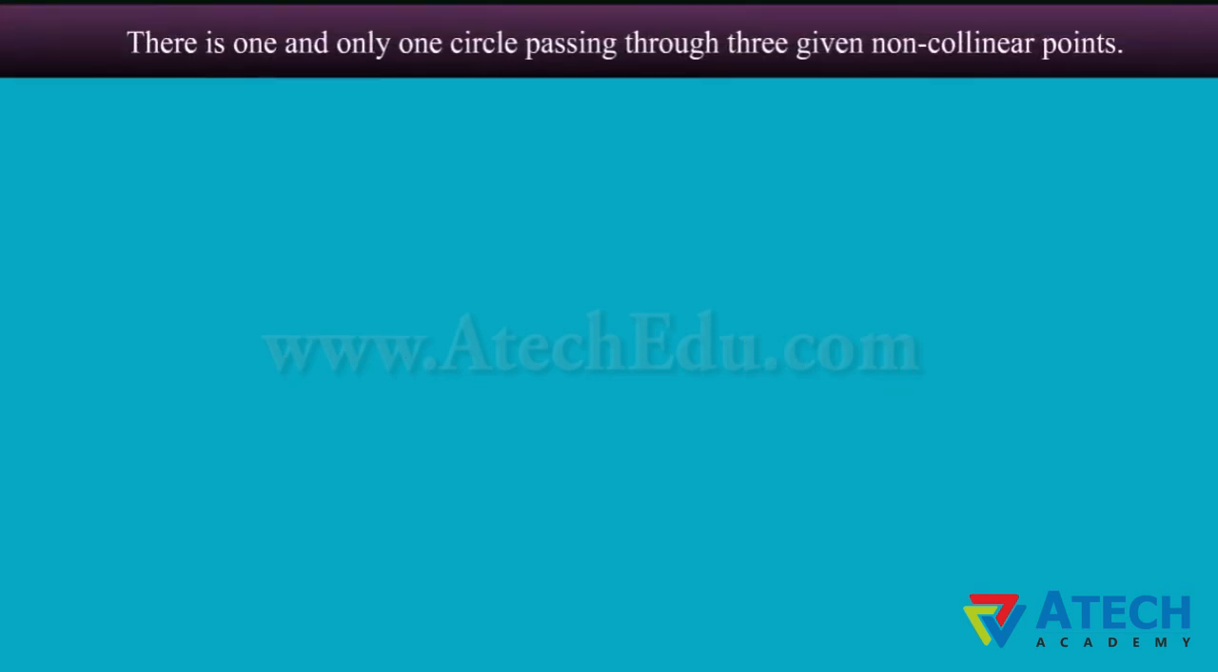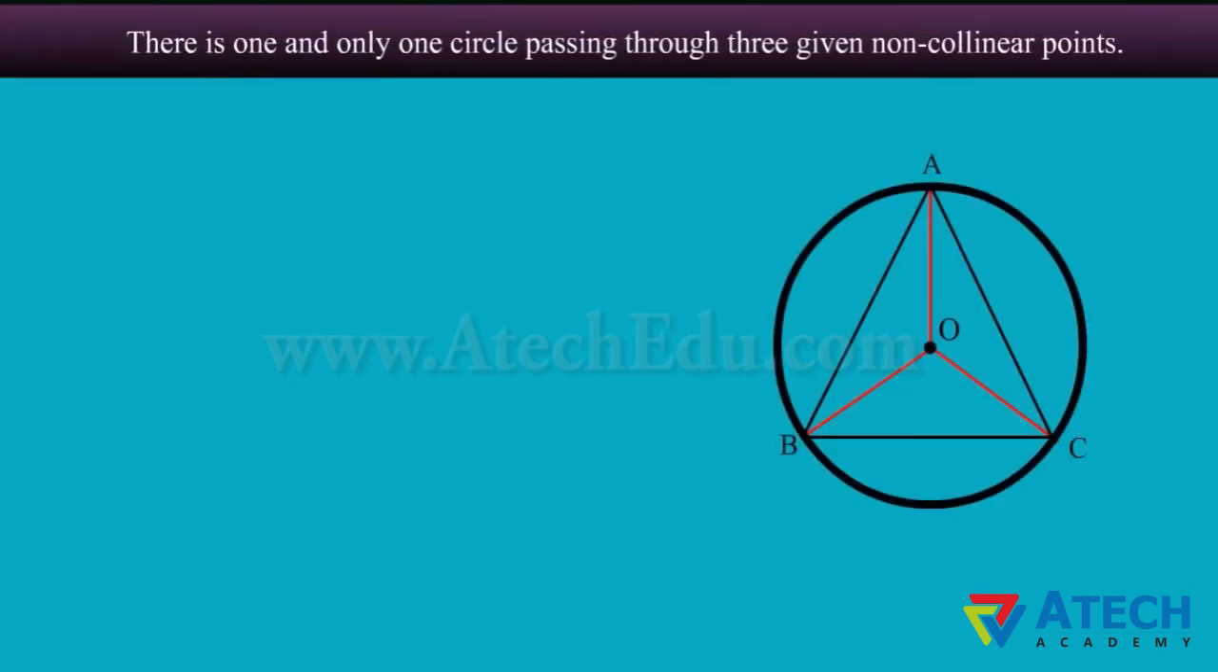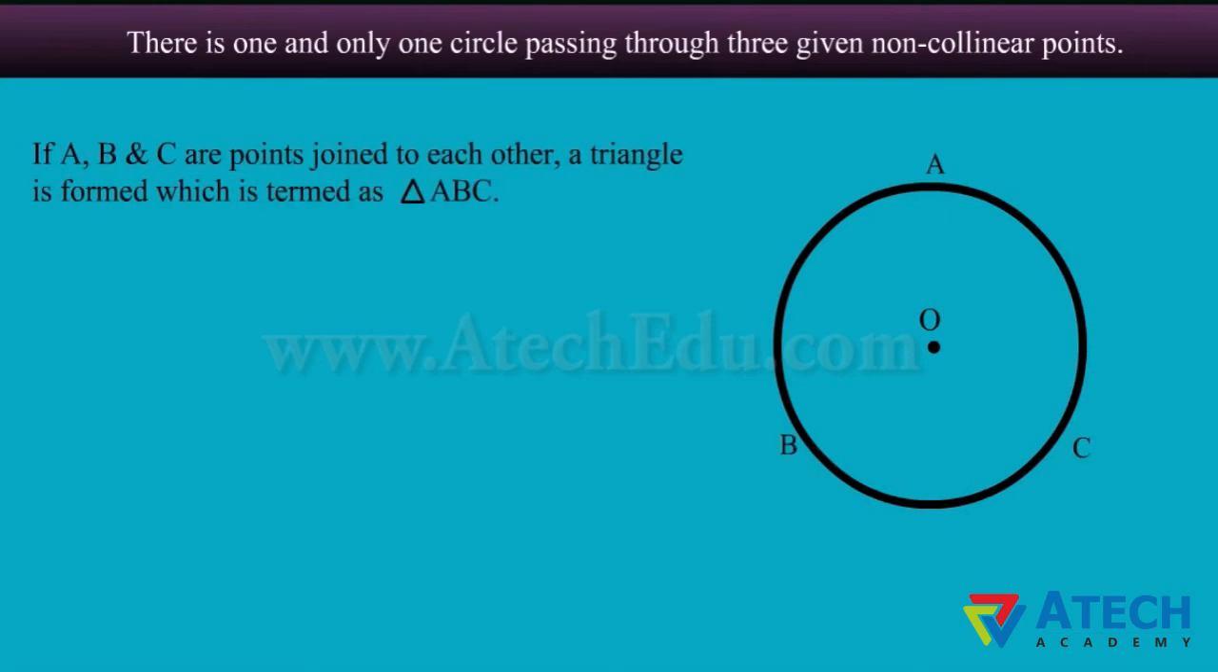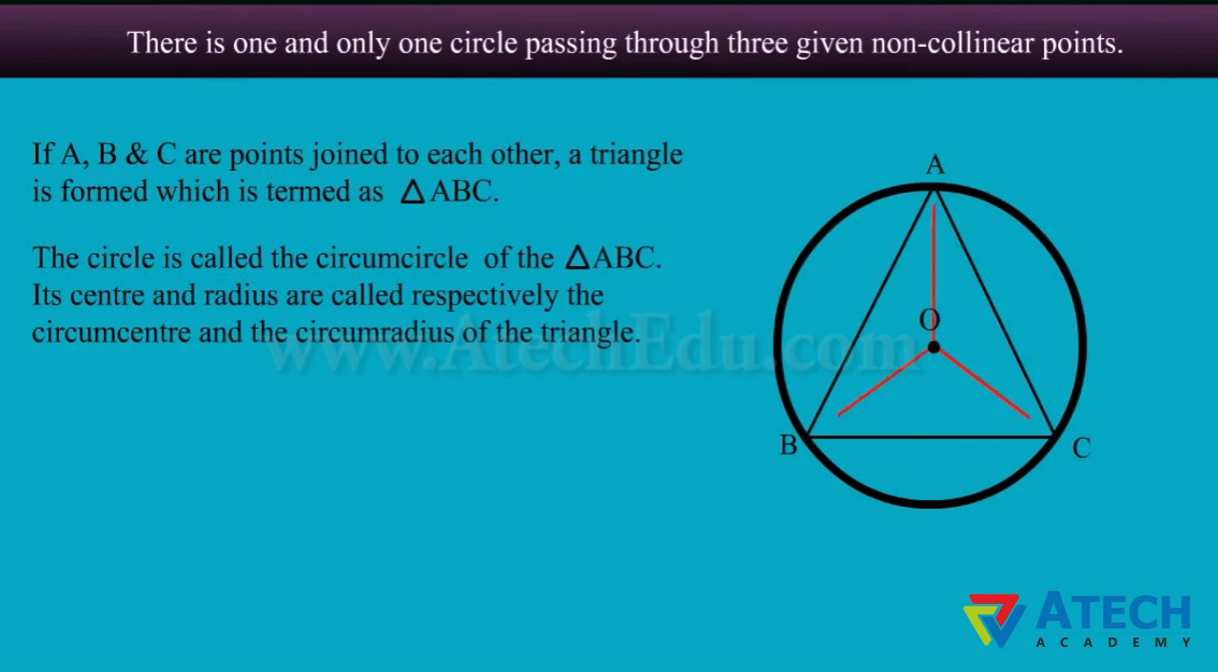There is one and only one circle passing through three given non-collinear points. If A, B and C are three non-collinear points, and when they join each other, a triangle is formed which is termed as triangle ABC. The circle passing through these points is called the circumcircle of the triangle ABC. Its center O and radius are called respectively the circumcenter and the circumradius of the triangle.